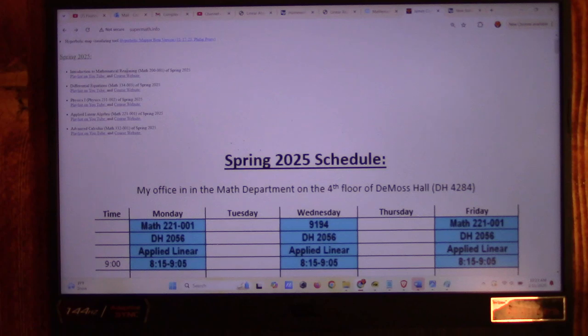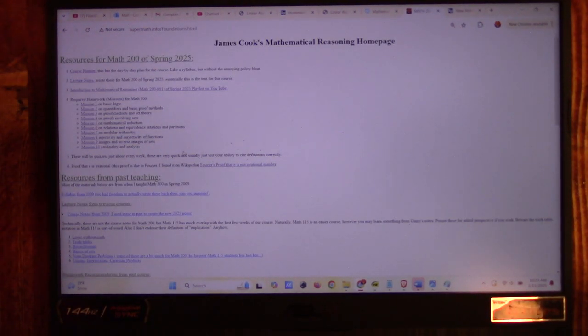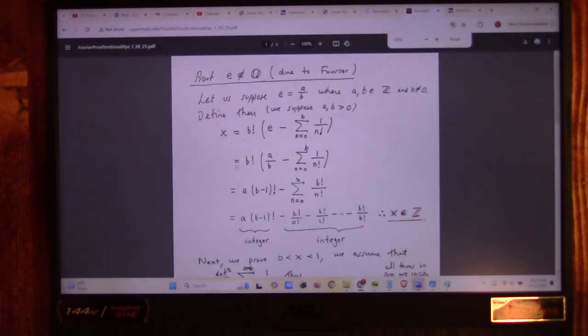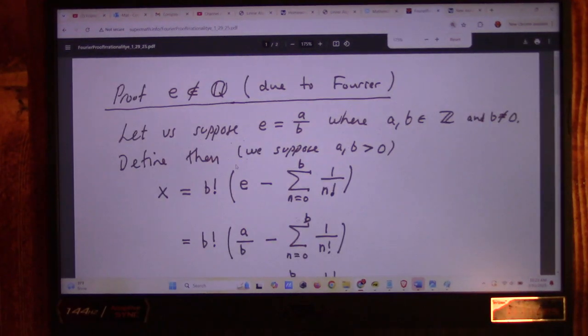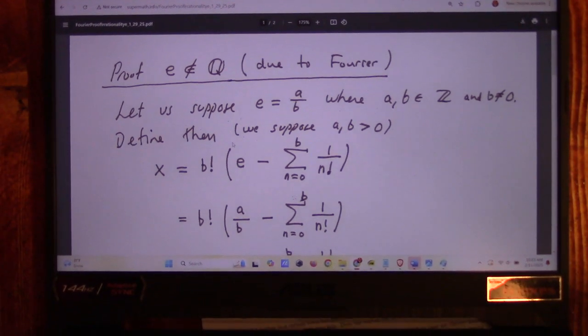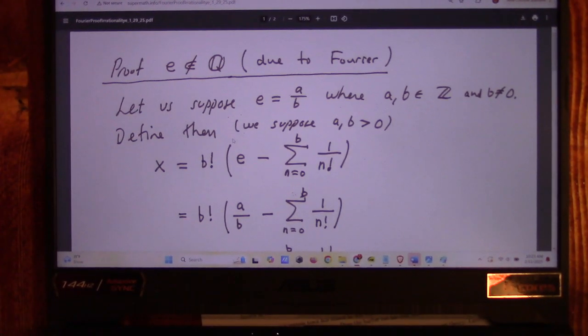On the course web page, which is here, I talked about this a little bit before, and I thought about talking about it some more today: the proof that e is not a rational number. So I figured we could start class with this proof right here. I'll try to go slower through it. Maybe we can appreciate it together. So this is a proof that e is not a rational number. Like I told you guys, it's due to Fourier.